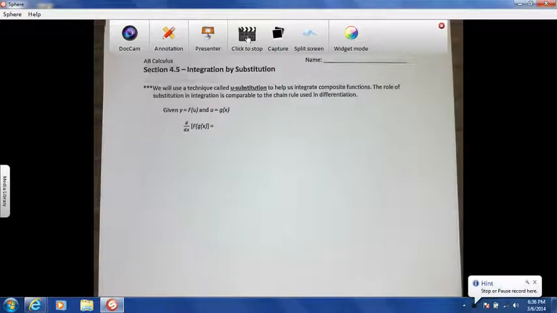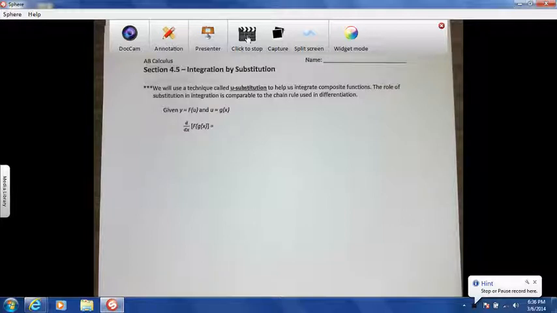Section 4.5, Integration by Substitution. Up to this point, we have only been able to integrate functions that were already separated out into terms. In math, we like to use substitution to break down a more complicated problem to a more manageable one.